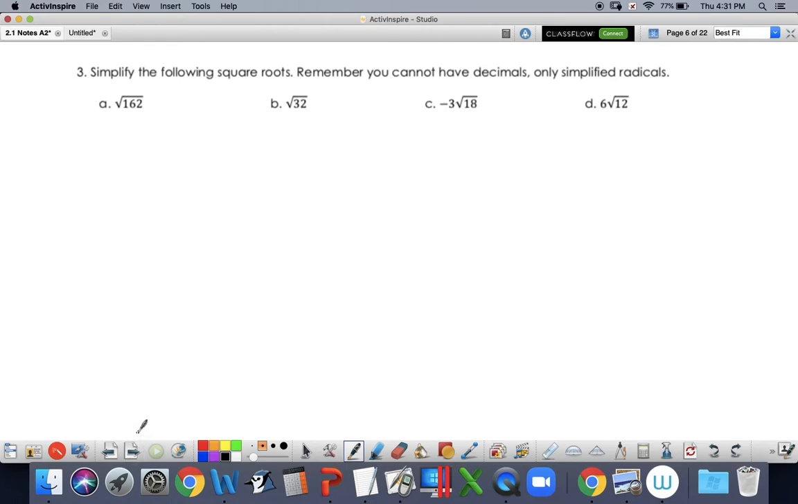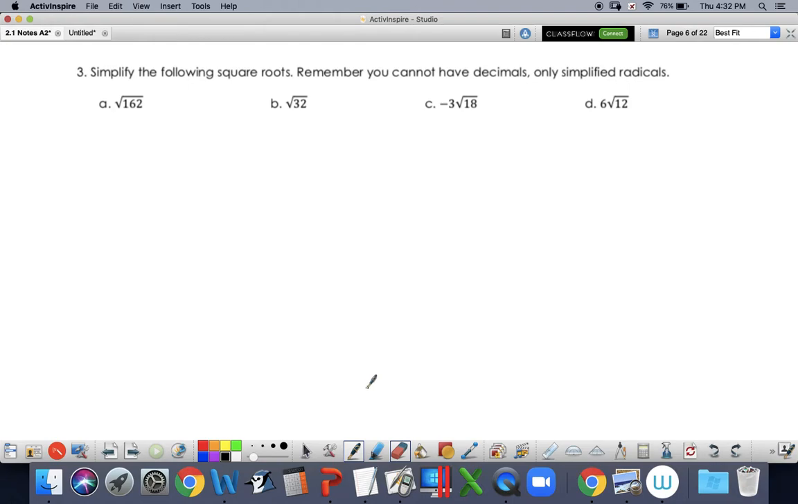So our first example here is I have 162. And I need to figure out, how do I simplify the square root of 162? On an ACT, they're never going to have non-simplified answers. Just like on an ACT, we would never see 10/15ths, right? They would always have 2/3 simplified down. So the same way we know how to simplify fractions, we also need to simplify square roots.